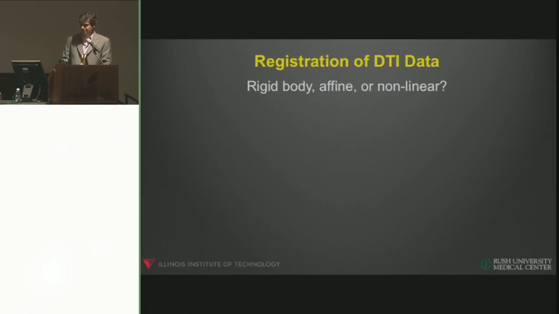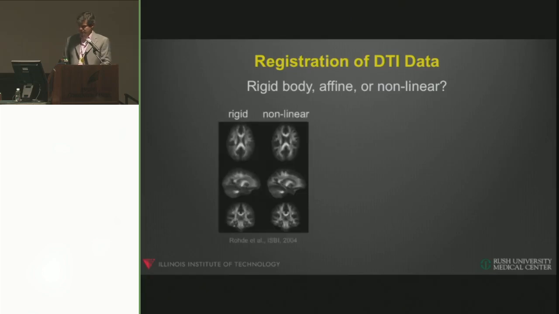So now, should we be doing rigid body, affine, or nonlinear transformations when we're trying to normalize DTI data across subjects? Here you see a comparison of the mean of FA maps from multiple people that have been normalized using rigid body transformation and using nonlinear transformation. As you can see, the nonlinear result seems to be a little sharper than what you get with rigid transformation, mainly in the periphery of the brain, and it also looks more realistic. It looks more like an individual FA map, so this suggests that the registration across subjects has been more accurate.